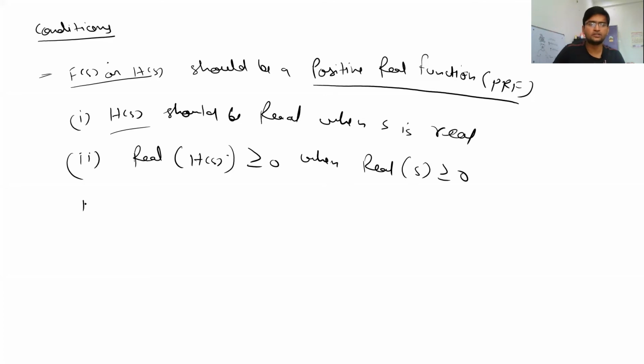And the third condition for any function being a positive real function is that F(s) must be a rational function. You must be knowing what is rational and irrational. So F(s) must be a rational function. I'm just toggling between F(s) and H(s), both are the same. So H(s) is a rational function.